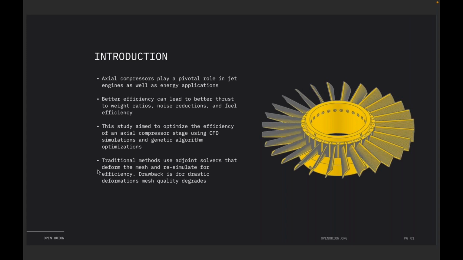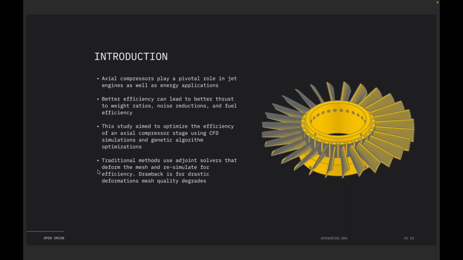And so what we aim to do in this study is optimize the efficiency of axial compressors using CFD simulations and genetic algorithms. Now, traditional methods use adjoint solvers, and usually the way they work is they deform the mesh. But the problem is a lot of times when you have really drastic stagger angles or really drastic changes to thickness, this can really deform or skew the mesh a lot, so that you can get some pretty big quality degradations, and that can lead to a lot of problems in the simulation.